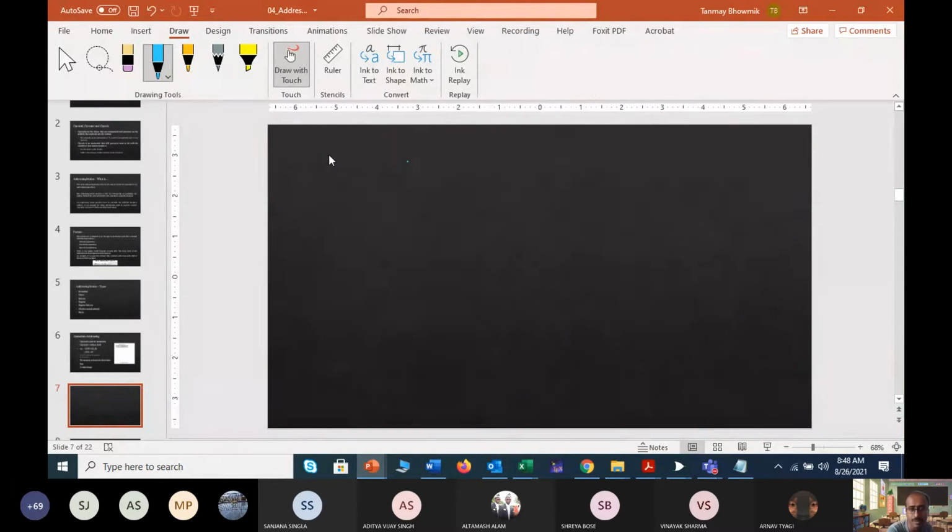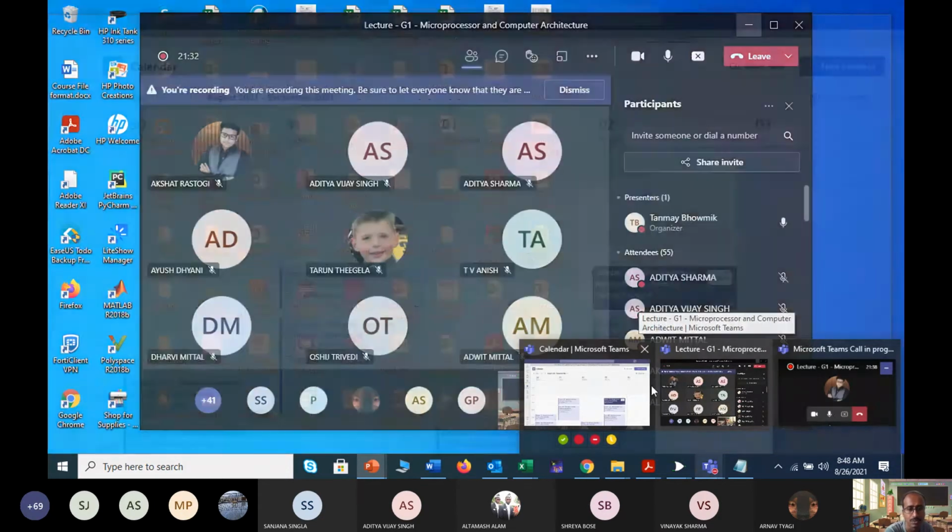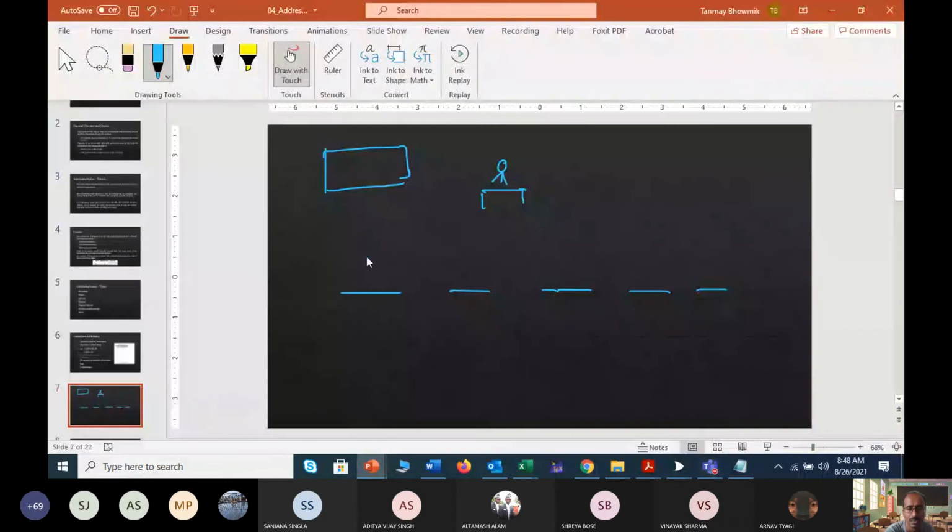Let me give an example. I am here, this is my board, this is the desk. I am standing here, and you people are sitting here. Now here I am observing some names of students. I have just seen Akshat, Aditya, Ayush, and some other students are also there. Here Akshat, here Ayush, here Aditya. So all the students are sitting here.